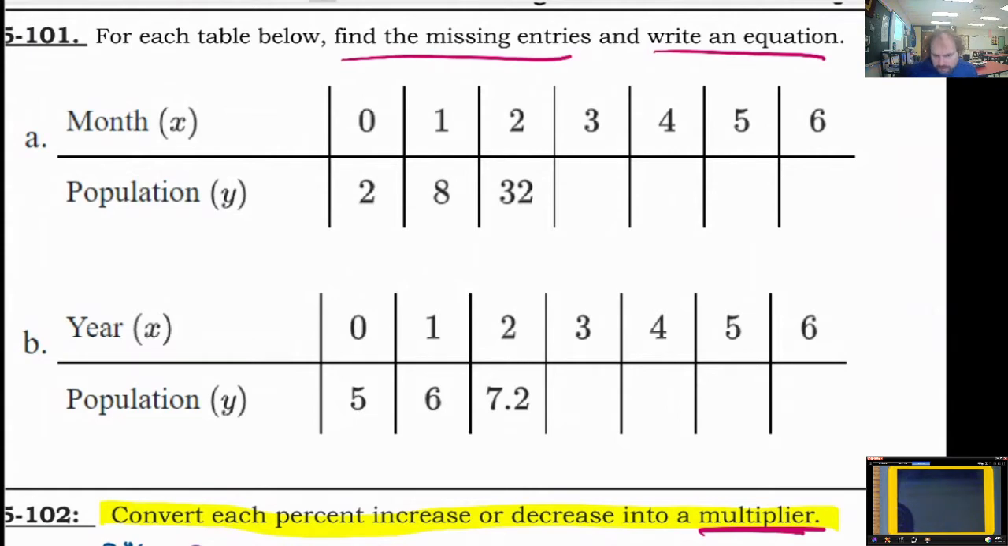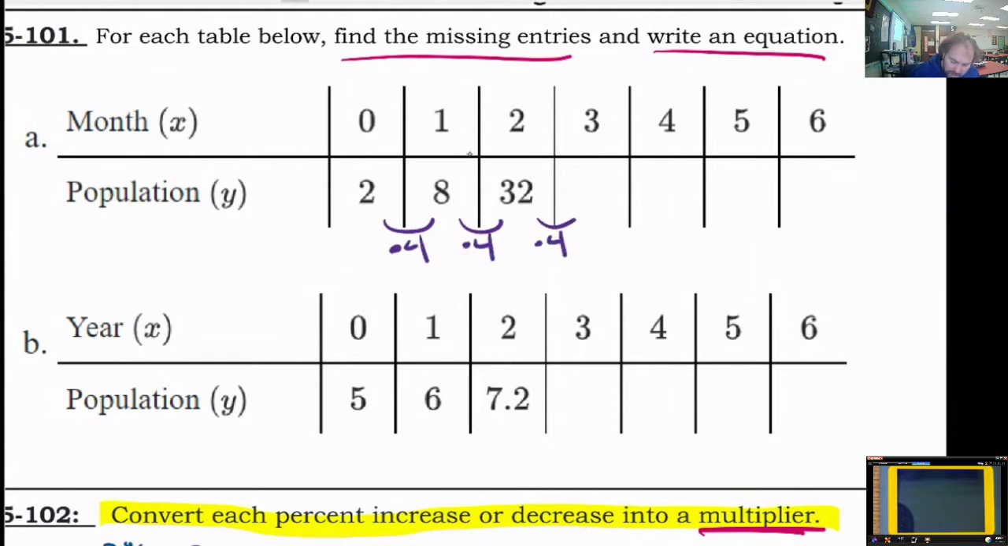For the first table, though, if you try adding 6 to get from 2 to 8, that pattern does not work for the next entry in the sequence. 8 plus 6 is not 32. So we need to think of a different way. And really, the new thinking with these kind of tables is we're going to multiply by 4. We're multiplying by 4 each time.